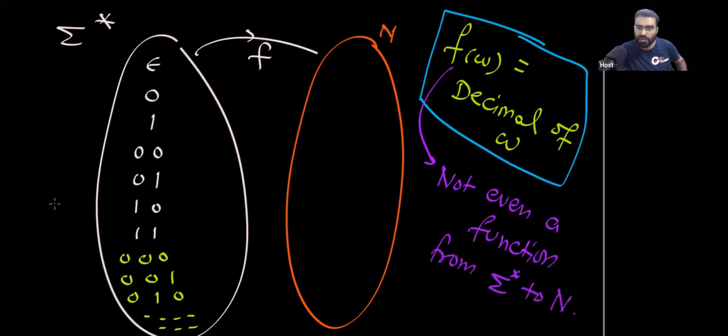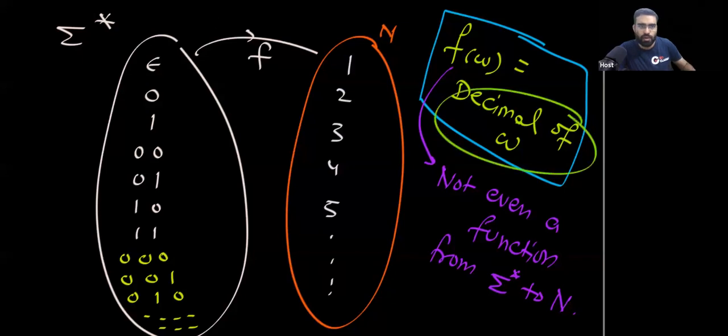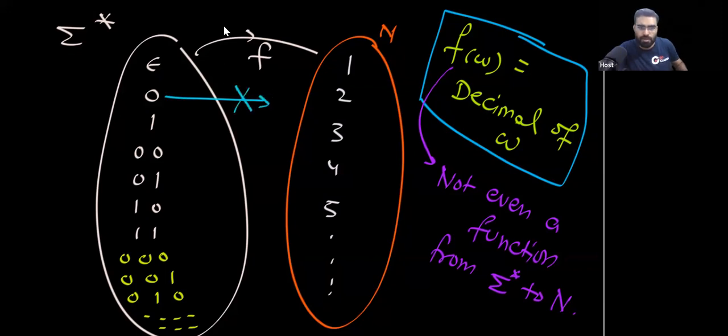Because remember, in the set of natural numbers, you have 1, 2, 3, 4, 5. So tell me, if f of w is equal to decimal of w, what will be the image of 0? There is no image of 0, right? f of 0 does not exist. There is no image of 00 either. So you can see this is not even a function from sigma star to the set of natural numbers.